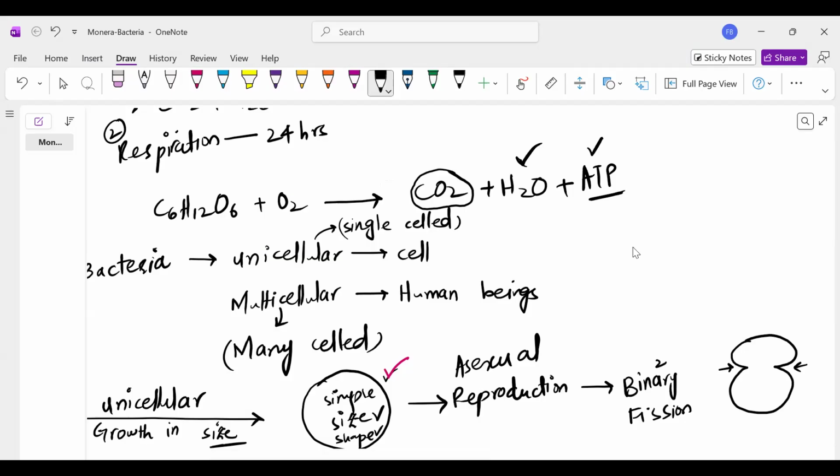And similarly, that carbon dioxide is being used by the plants. So similar is the case that the plants produce oxygen and we utilize that oxygen. And we human beings release carbon dioxide and that carbon dioxide is being used by the plants. Clear? Okay.